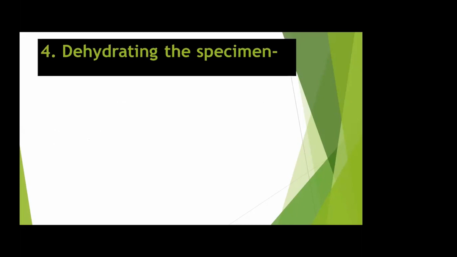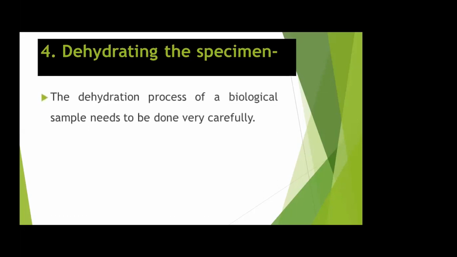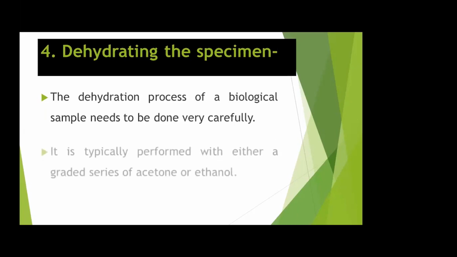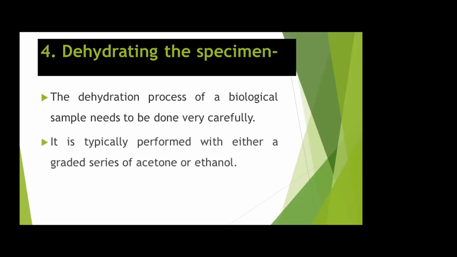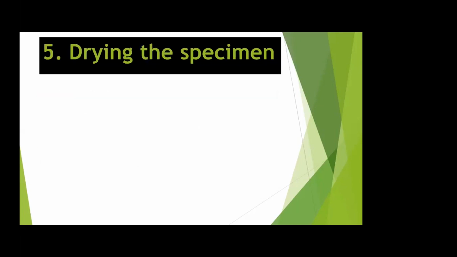Fourth step is dehydrating the specimen. The dehydration process of a biological sample has to be done very, very carefully. This has to be done in a phased manner, gradually. It is typically performed with either a graded series of acetone or ethanol. So either acetone or ethanol is taken, and in a graded fashion, this dehydration process is carried out.